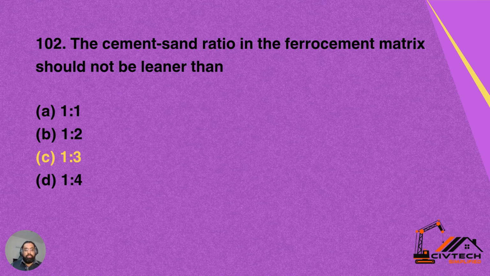Question number 102. The cement sand ratio in the ferrocement matrix should not be leaner than option A 1:1, option B 1:2, option C 1:3, option D 1:4. The cement sand ratio in ferrocement matrix should not be leaner than 1:3. Option C is the correct answer for this question. It should not be leaner than 1:3.